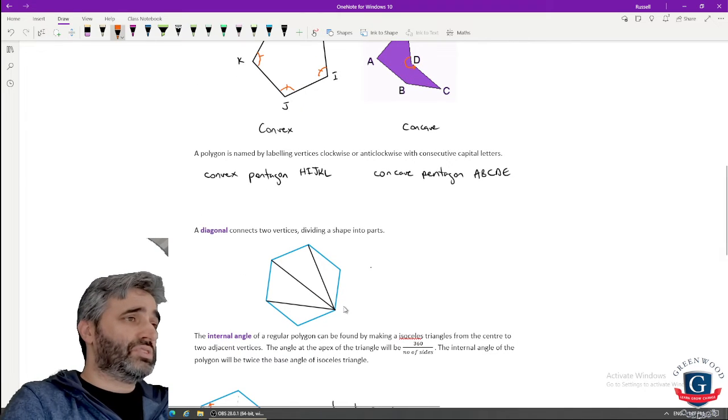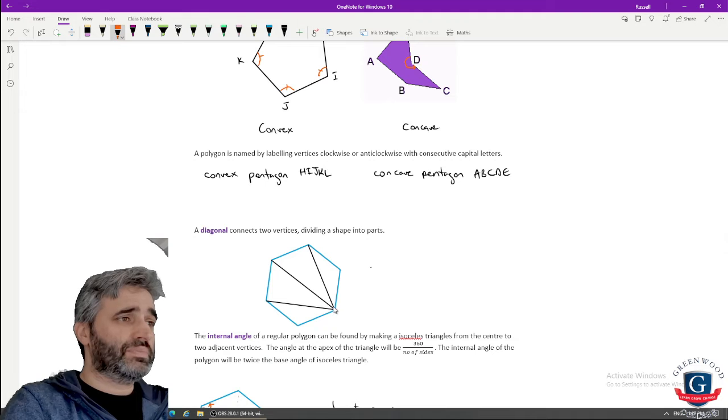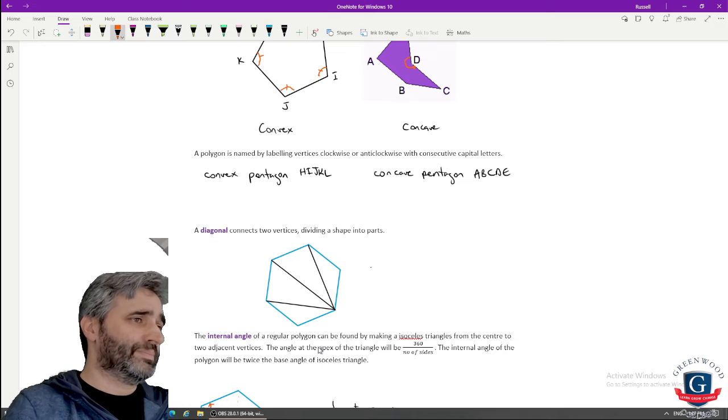A diagonal connects two vertices, dividing a shape into parts. So there's one diagonal, here's a second diagonal, here's a third diagonal. It's divided into four different parts. This line here is not a diagonal because it doesn't divide the shape into parts.